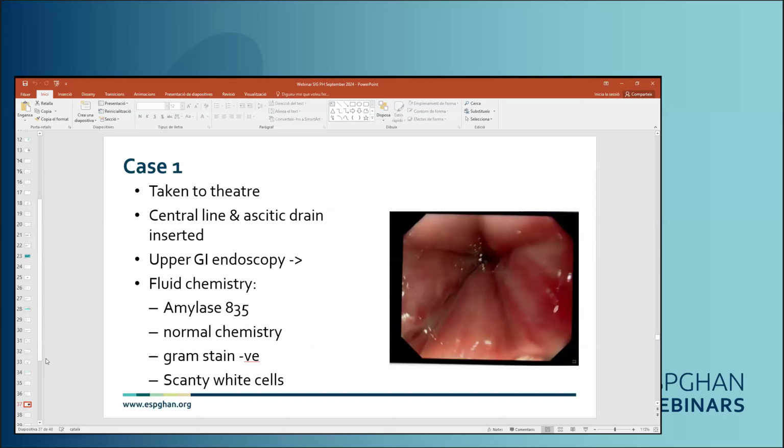So when he got to us, we took him straight to theater, mostly to get IV access, put an ascitic drain in, and we performed an upper GI endoscopy. As you can see from the picture, he had big grade 3 varices, which we banded, and we sent fluid for chemistry, which confirmed a high fluid amylase, because by that stage his serum amylase had actually come down to about 300, but he appeared to be in a lot of pain. So he had more amylase in his ascitic fluid than in his serum, and the chemistry and microbiology of the fluid were completely negative. So we weren't concerned about an infection on top of that. Next slide, please, Maria.